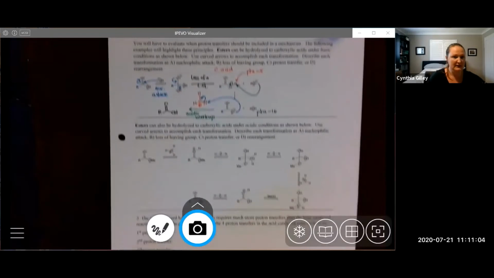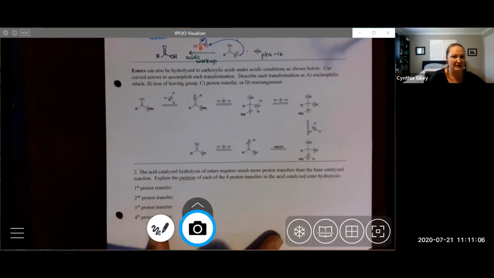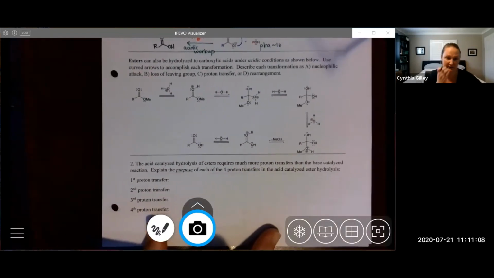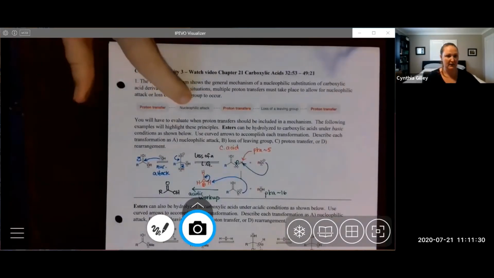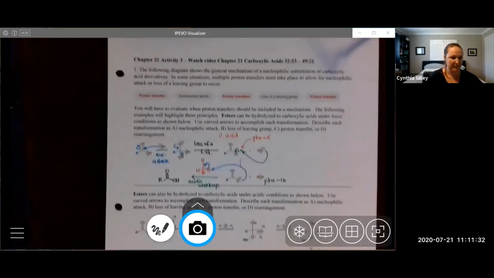Okay, so let's look at the ester hydrolysis under acidic conditions here. There's usually a lot more steps under acidic conditions. Let's analyze: what is the nucleophile and what is the electrophile in this reaction if we were to do the required nucleophilic attack here, without any proton transfers?